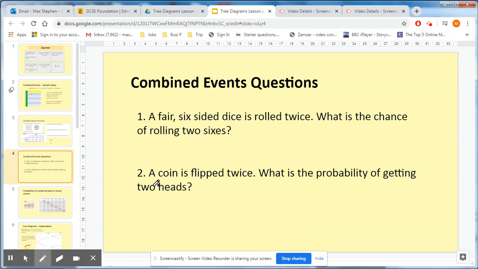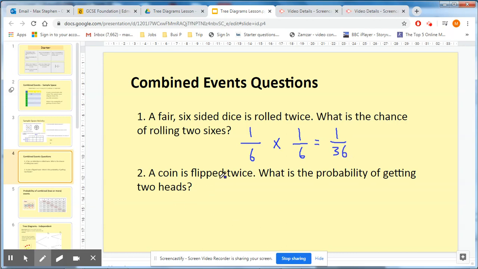So if we said, a fair 6-sided dice is rolled twice, what is the chance of rolling 2 6s? So that'd be a 6 and then a 6. So for the first 6, it's just going to be 1 sixth. And the second one, again, it's going to be a sixth, and because it's and, we're going to multiply the two together. So it's going to be 1 out of 36.